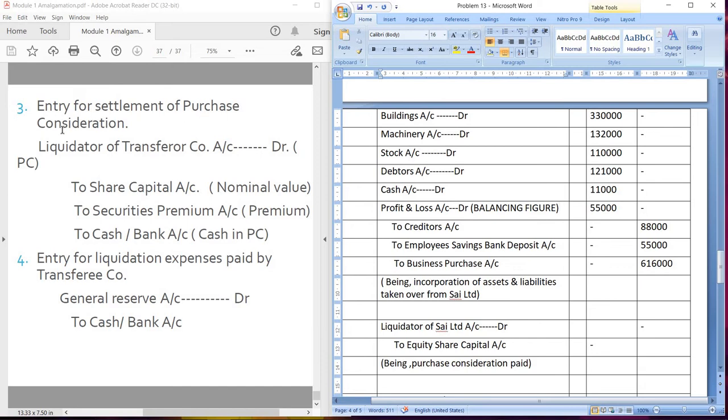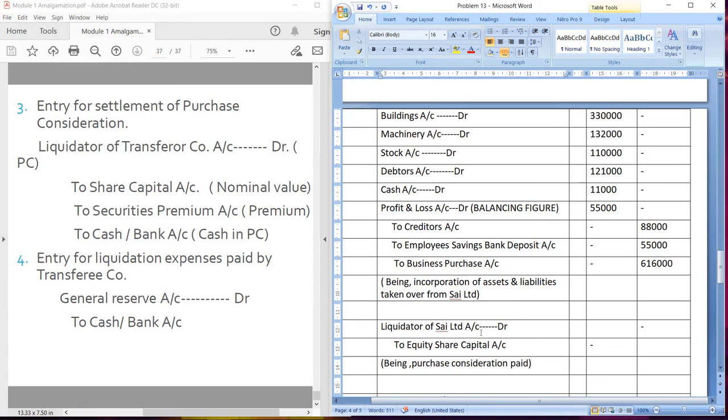Entry for settlement of purchase consideration. Liquidator of transferor company account debit to share capital account, to securities premium account, to cash or bank account. So here, how is the purchase consideration paid? It is paid in the form of equity shares. So the entry is like this.